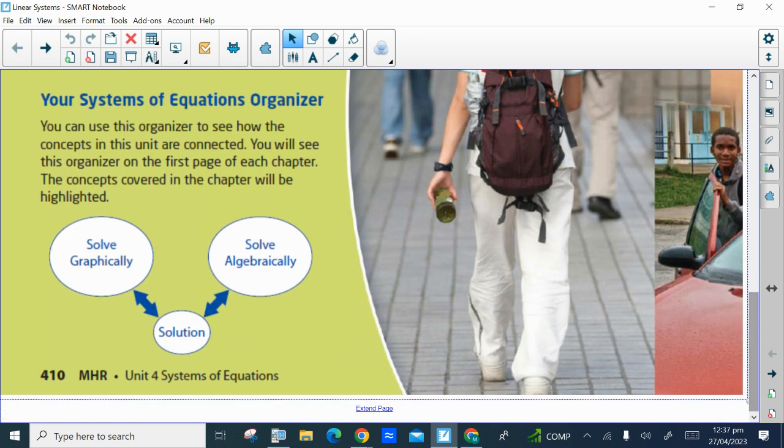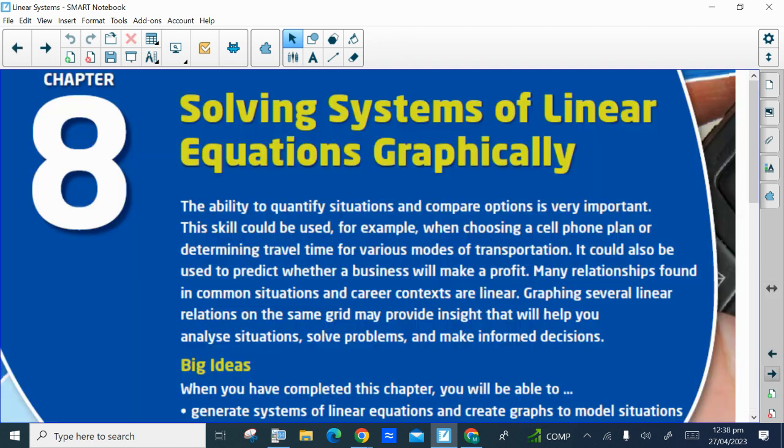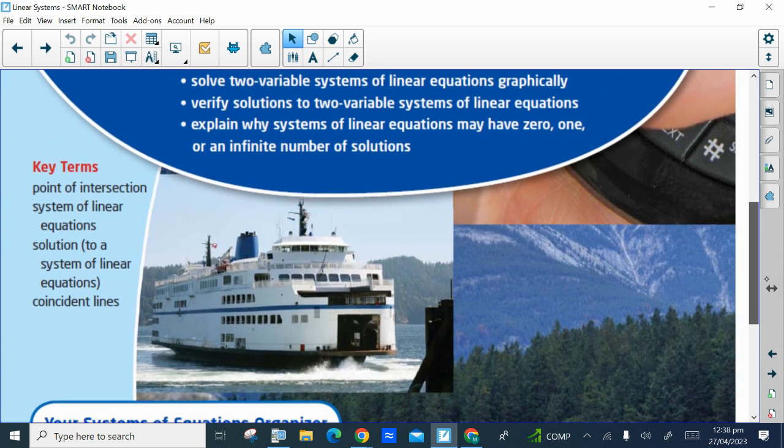You're going to have two lines together in a group, and we're going to solve the system of equations. And we're going to see there's two different ways that this can be done. It can be done graphically, and it can be done algebraically. So we'll learn about both of these ways to solve a system of equations. But first, we got to know what it means to solve a system of equations.